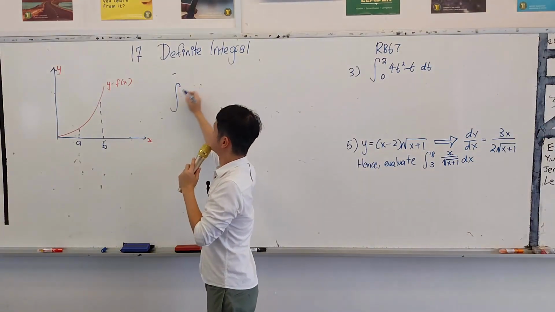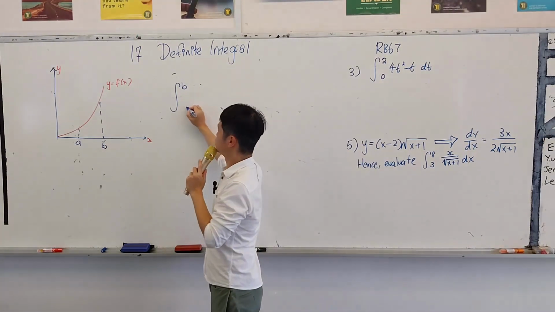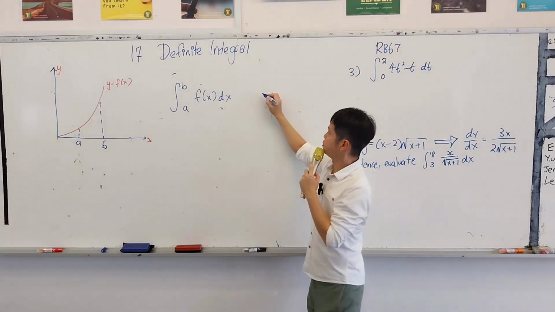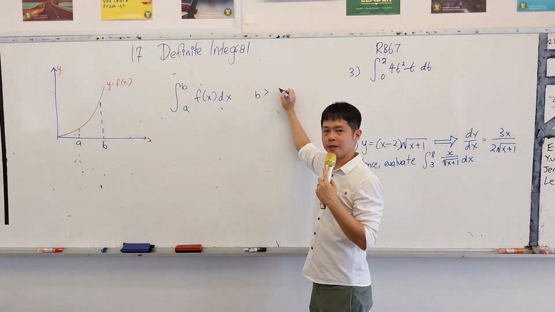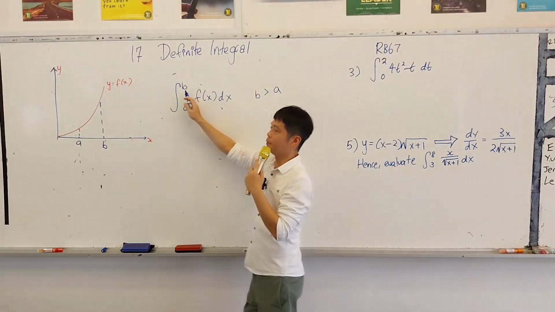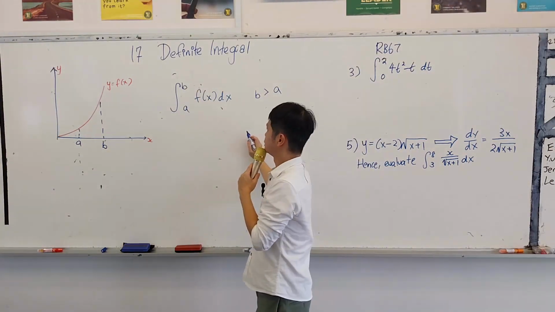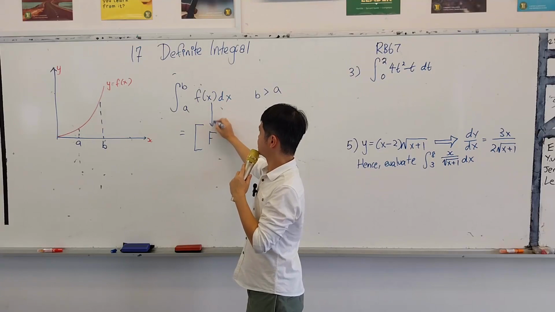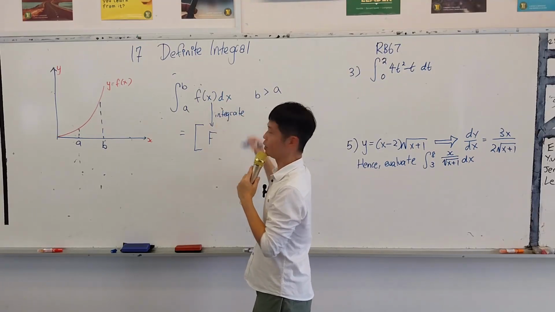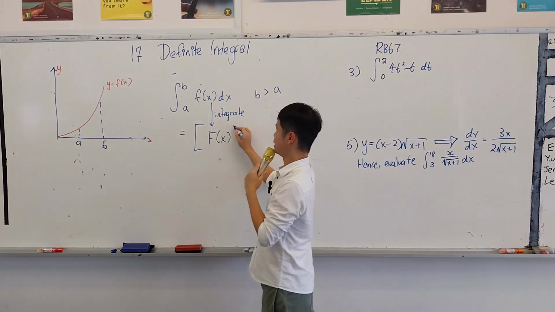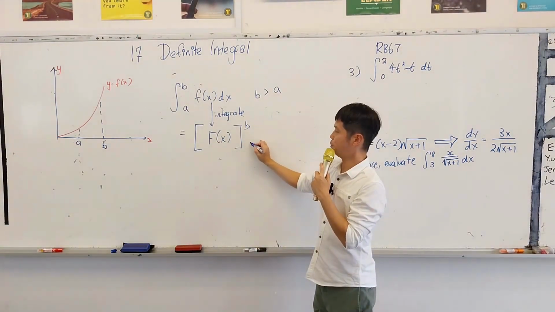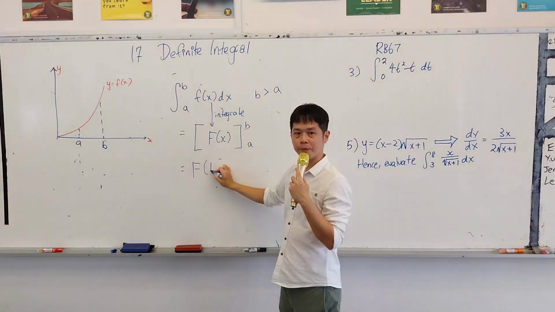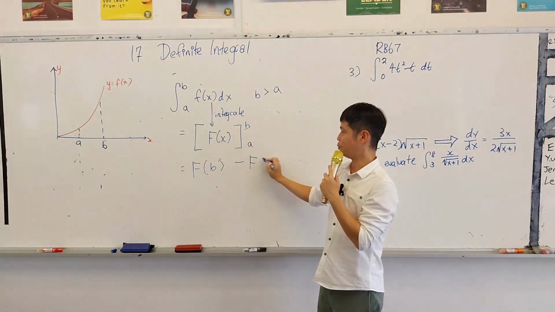When I integrate from B to A this function f(x), please note that B must be greater than A, which means the top number must be greater than the bottom number. Let's call the antiderivative capital F(x), from B to A. How do I find that? I will use F(B) minus F(A).